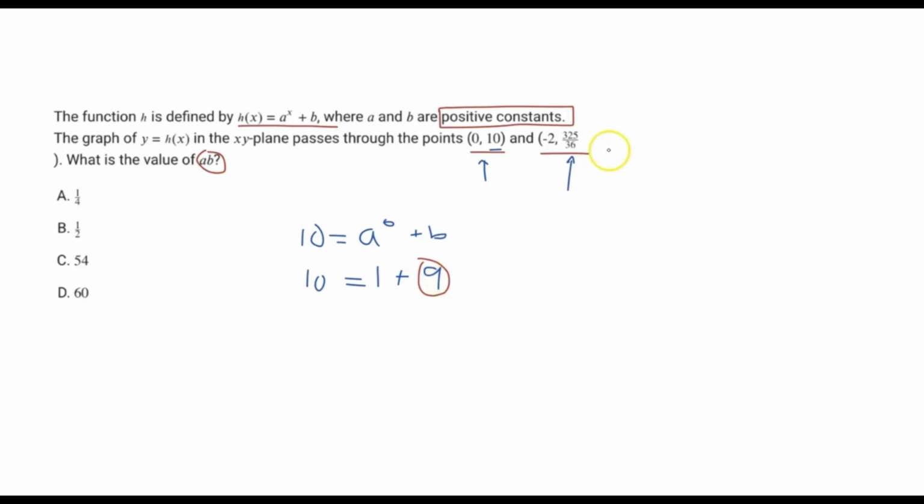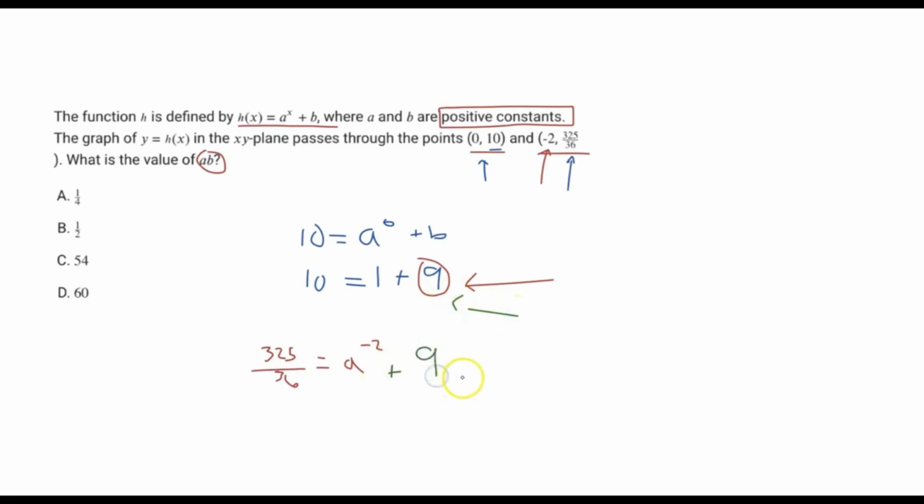Now what we want to do is tackle the second part. The second part here is (-2, 325/36). So let's see what we can do now that we know what the b value is. We know the output is going to be 325 over 36, and we want to set this equivalent to our general form a to the x plus b. a, we don't know what that is. x, in our case, it says it's negative 2. So a to the negative 2, and we already found the b value from our previous work, so that's going to be plus 9.